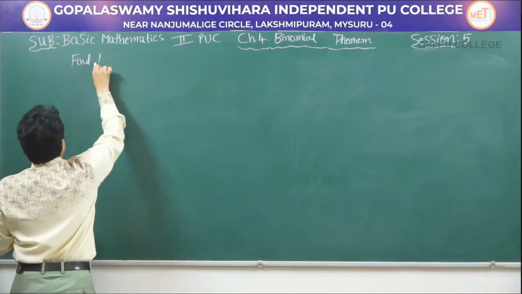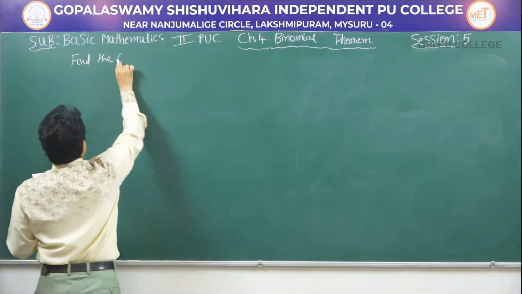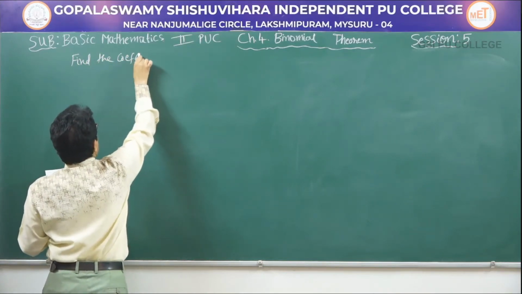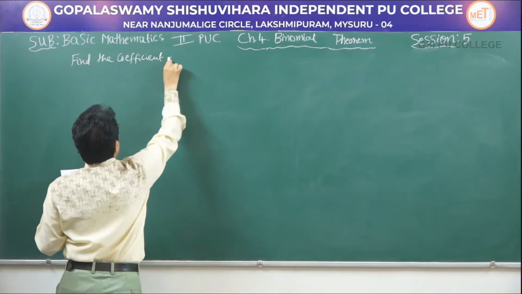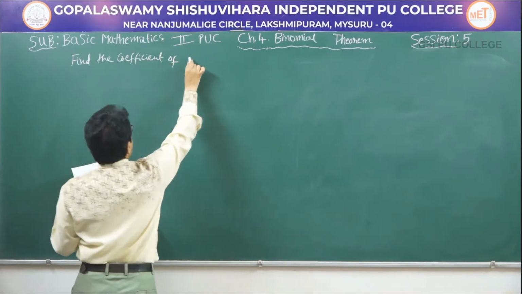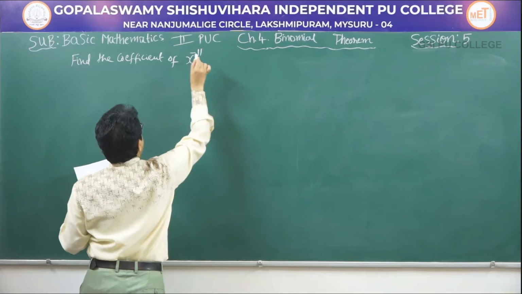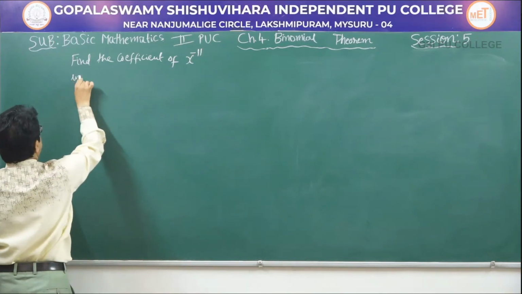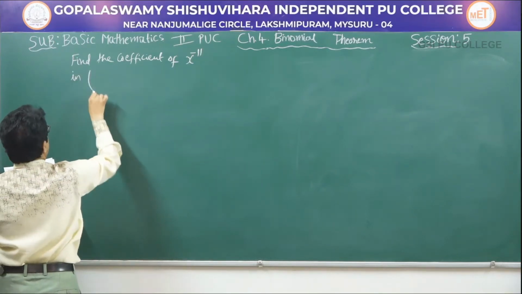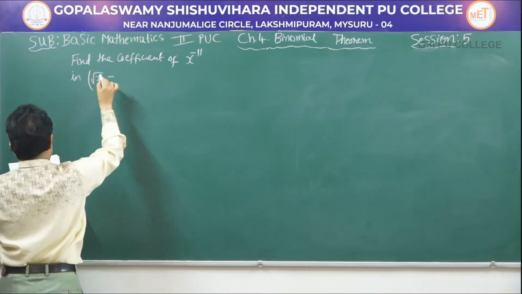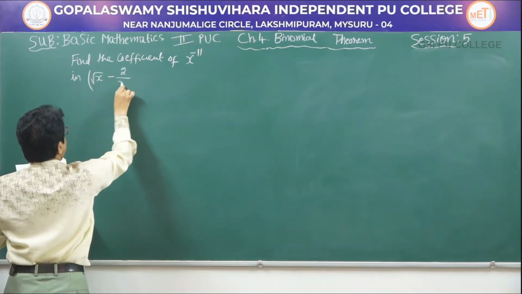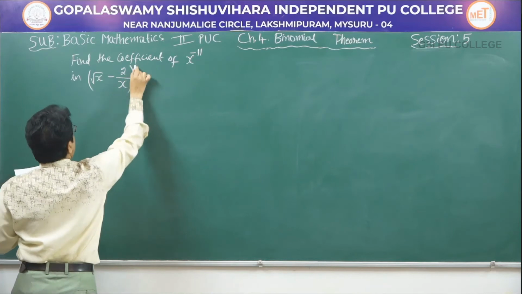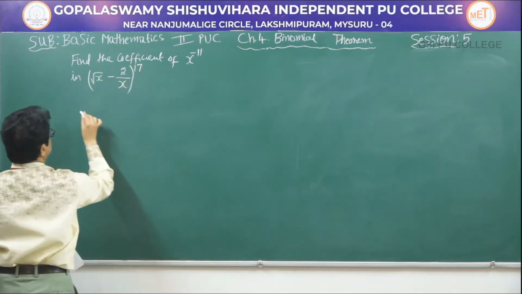Find the coefficient of x power minus 11 in (root x minus 2 by x) whole power 17.